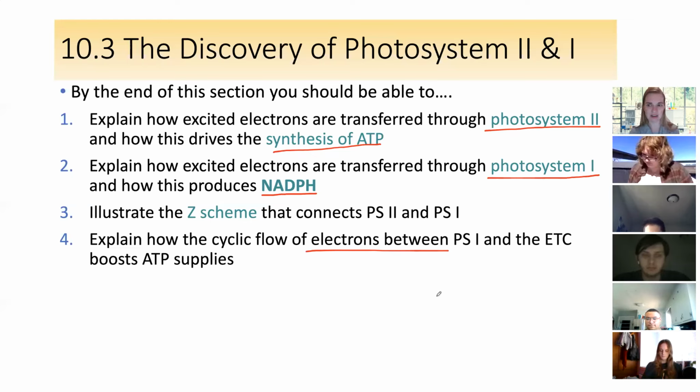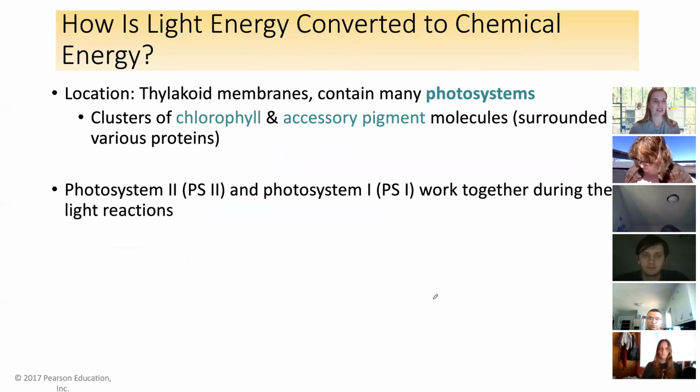So a lot of stuff here. It gets a little bit technical, but I'm confident that you all are able to handle this, all right? So let's take it one step at a time. So again, the location where we are is in the thylakoid of the chloroplast. And what we're going to see inside those thylakoids are these very organized units known as photosystems. And within these photosystems, this is where we house the different pigments.